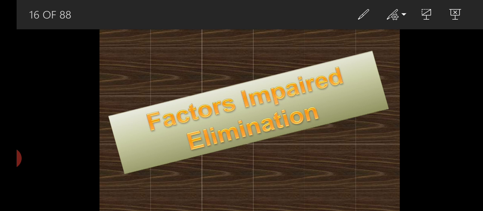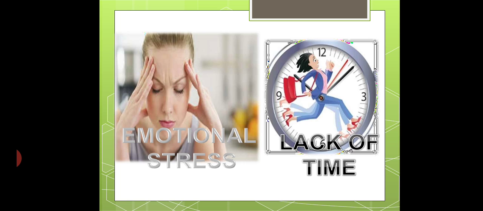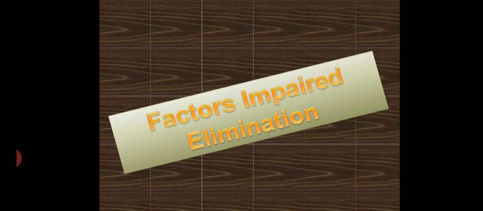Then next we will see the factors impairing elimination. As that word says, what are the things that affect your elimination, meaning the factors which become a barrier to your normal elimination, or the factors which are not good for your health. So what are those?